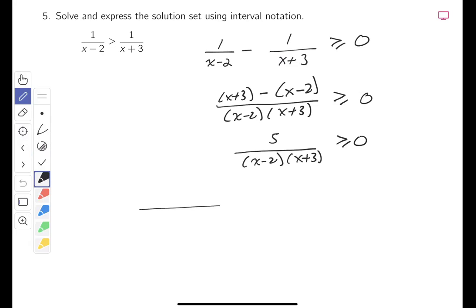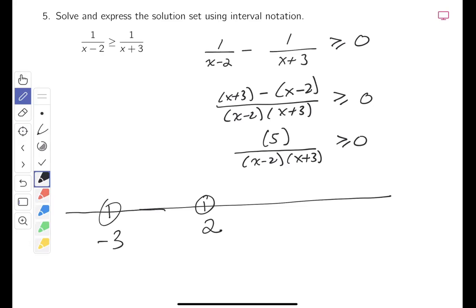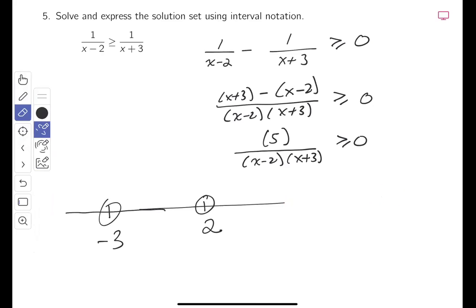Number line. What goes down a number line? Look at the factors. What are the factors? Well, 5 on top, but 5 is never equal to 0. The bottom becomes 0 when x equals 2 and when x equals minus 3. My eraser went too long on that one. Let's take some test values.